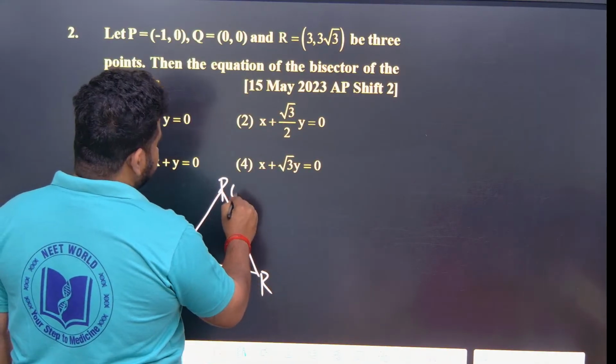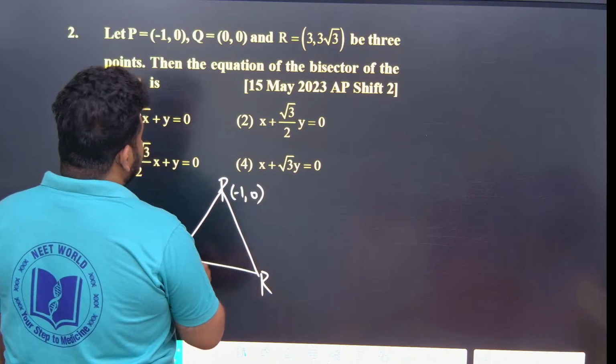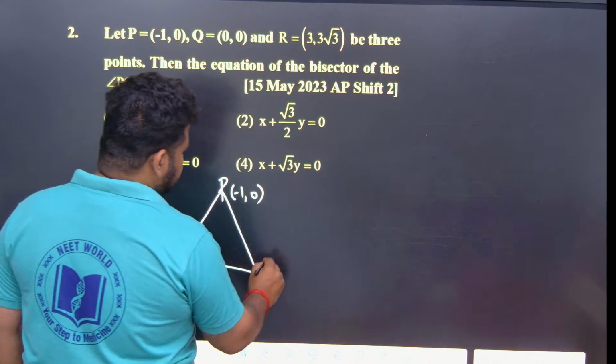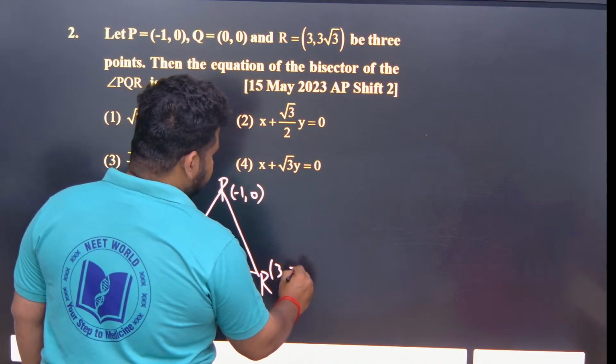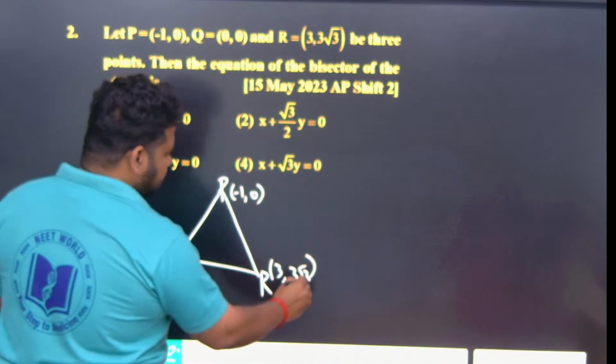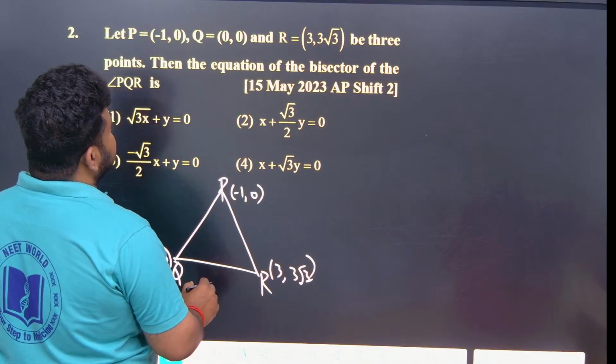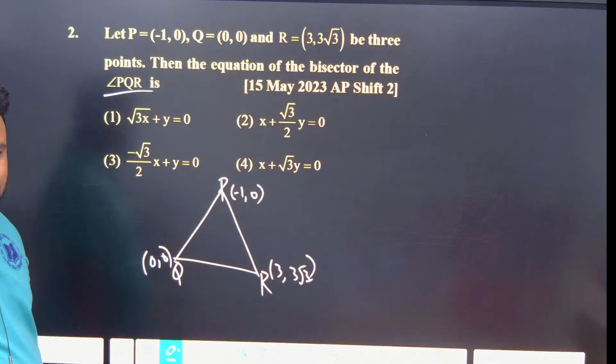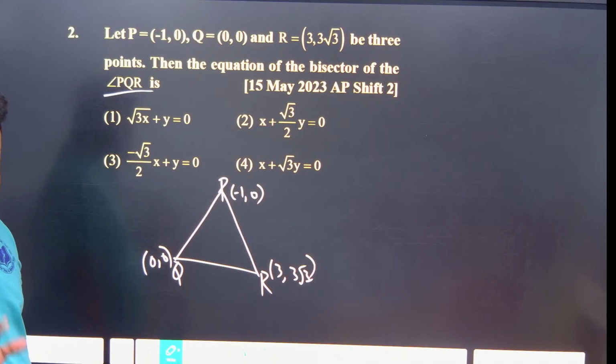So P is minus 1 comma 0. Q is 0 comma 0. R is 3 comma root 3. The equation of bisector of angle PQR they are telling. Angle PQR they are telling means they are talking about angular bisector. Angular bisector, if they are telling, we have to think that in center they are talking about.